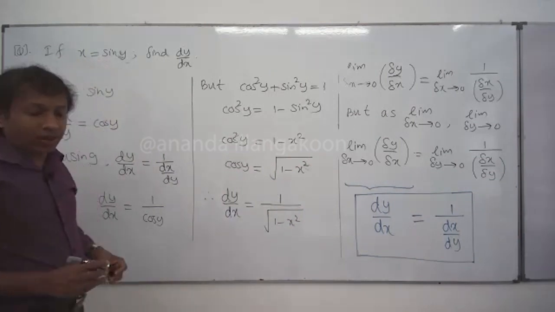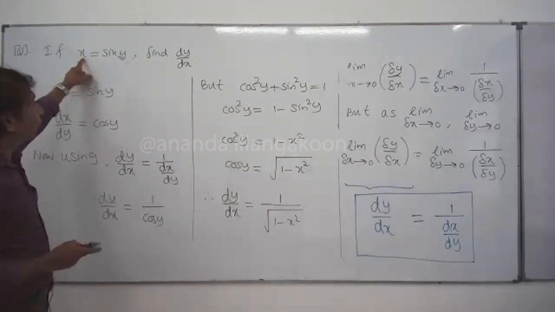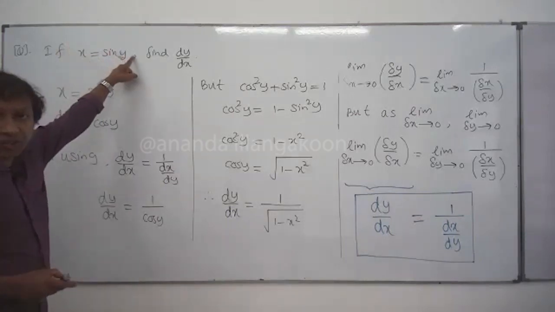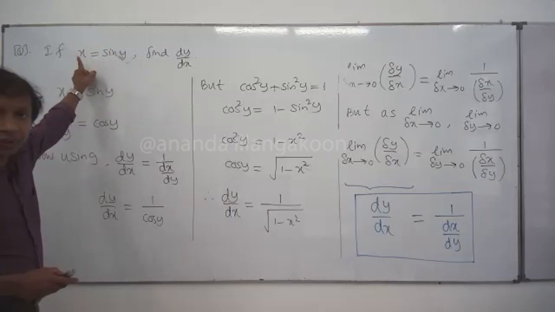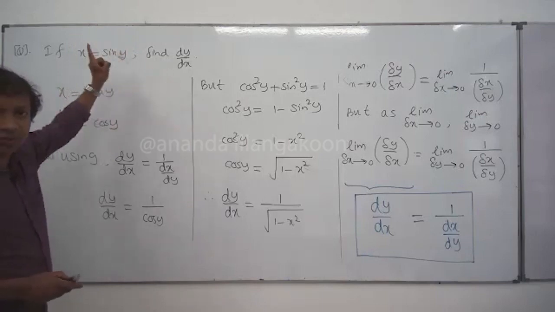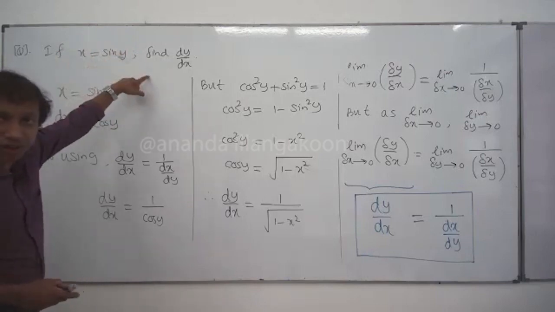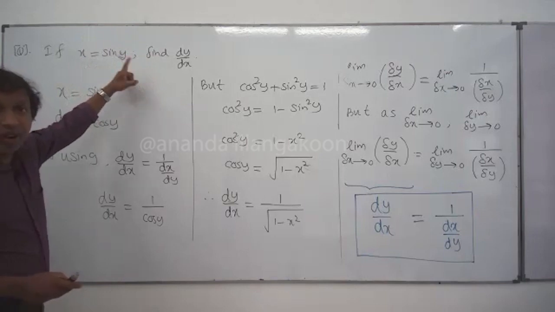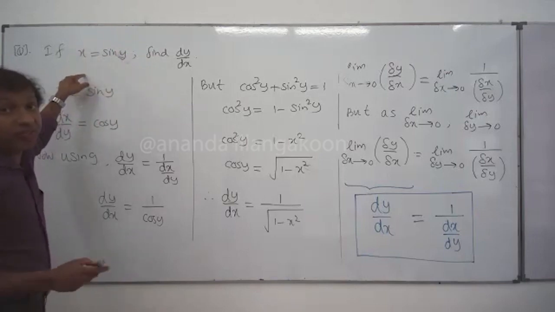So therefore you have to very carefully understand, when we consider this case, since y is on the right hand side, this is called x is a function of y. X is a function of y. Right hand side letter is y. That is why it is called x is a function of y. Then we can find dx upon dy, not dy by dx.